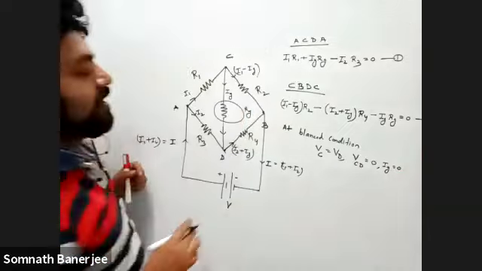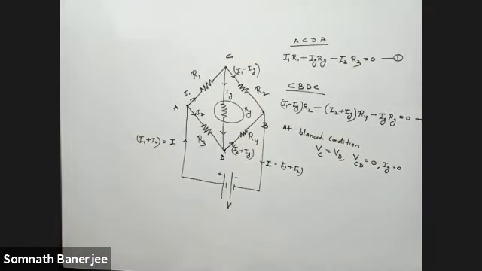Try to understand what I want to say. At balance condition means first it is a Wheatstone bridge, now is it balanced or not. So at balance condition, voltage of C and voltage of D are equal, so potential difference is zero. So when the potential difference is zero, that means current flowing through this is zero. So IG equals zero.